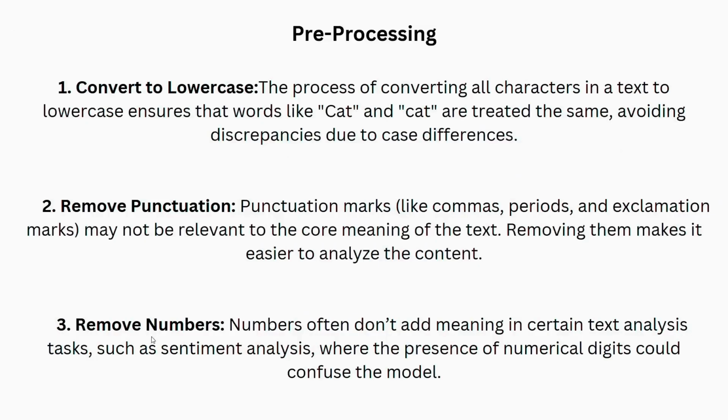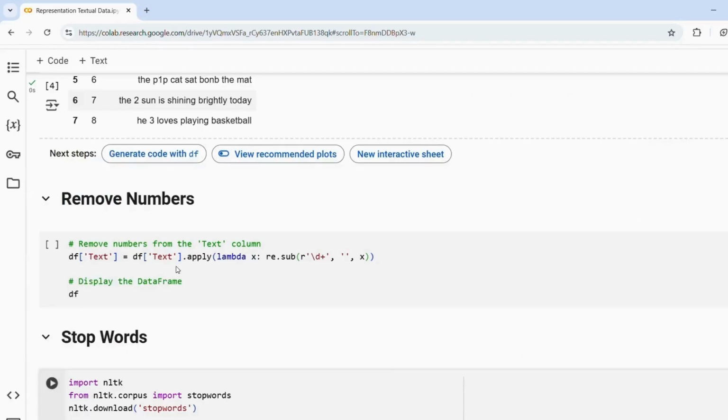Now the third one, remove the numbers. We have to remove the numbers from the dataset because we do not have any use for those numbers. So we see the practical knowledge. Here, dataset dot apply of a lambda function. Because of this lambda function, we remove the numbers from our dataset. Here, re.sub with digits: this function eliminates the digits. So we run the output.